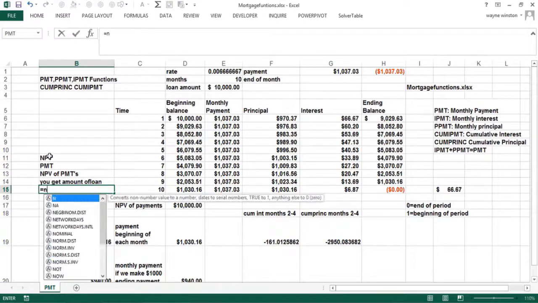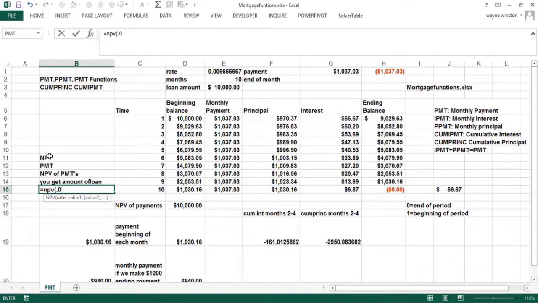So if I do an NPV and the rate is 0.08 divided by 12 per period, and I look at these monthly payments, it should be $10,000. And it is. And that makes the ending balance be 0. The payment is set up so the net present value of the payments should equal the size of the loan.